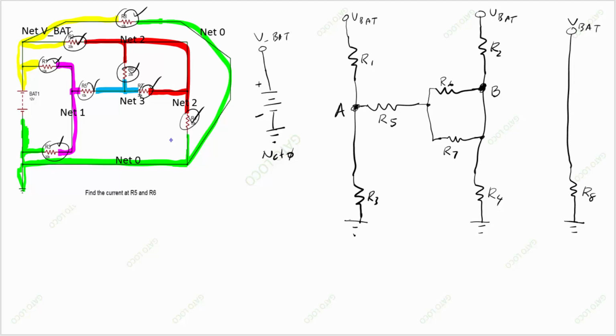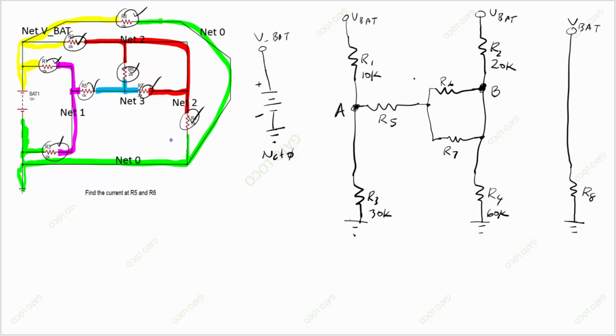But we need to find these voltages. We need to know the values of these resistors. So R1 is 10K, then R3 is 30K, R4 is 60K, and R2 is 20K.